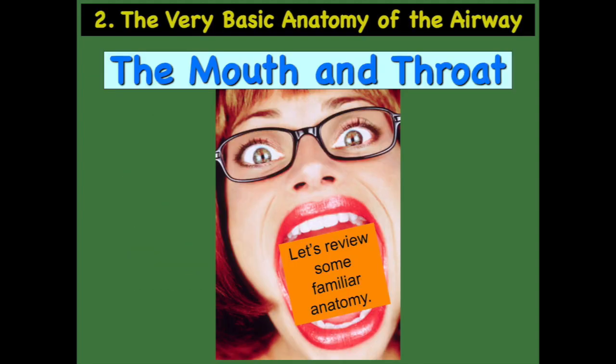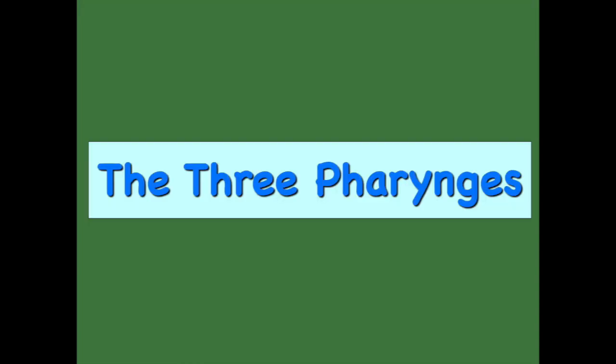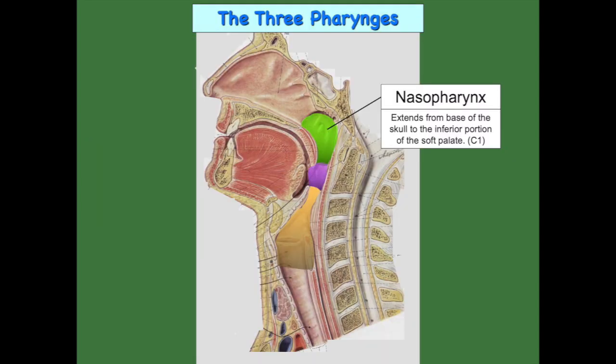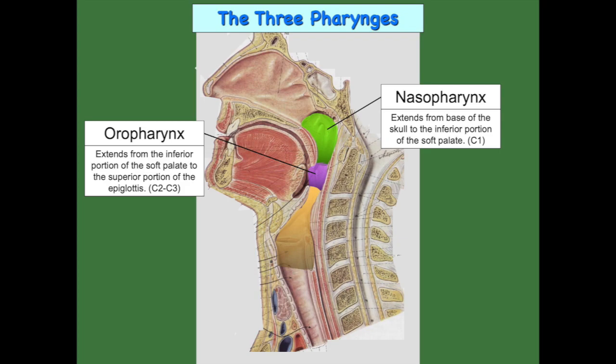Let's talk about some basic anatomy of the mouth and the throat. First, we should see the three pharynges. There's the nasopharynx that extends from the base of the skull, but you can see it's right along the soft palate, extending to about the area of the first cervical disc, which is C1. Then we have the oropharynx that extends from the inferior portion of the soft palate, you can see it right at the tip there, to the tip of the epiglottis.